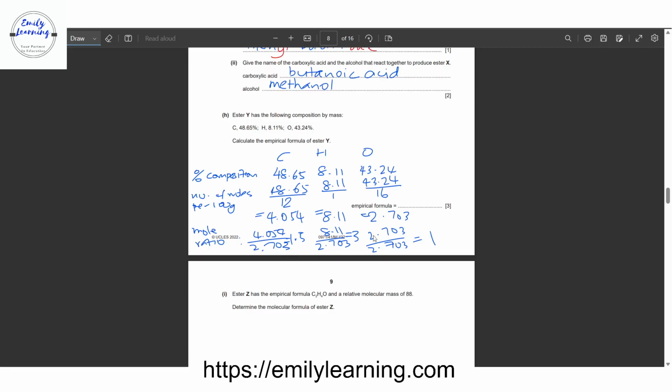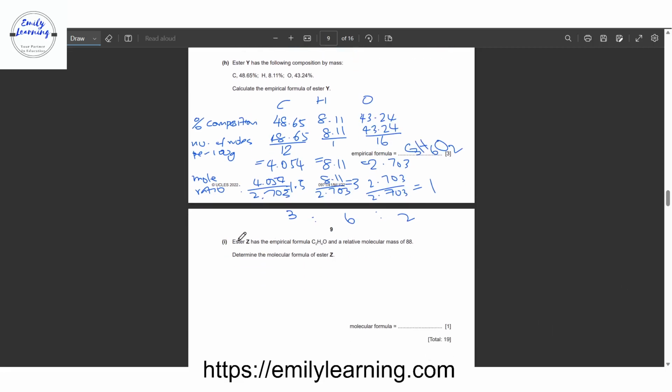So because it's 1.5 is to 3 is to 1, you multiply everything by 2. So the ratio is 3 is to, so 1.5 times 2 is 3, 3 times 2 is 6, 1 times 2 is 2. So the empirical formula will be C3H6O2. So the empirical formula is C3H6O2. All right. Okay.